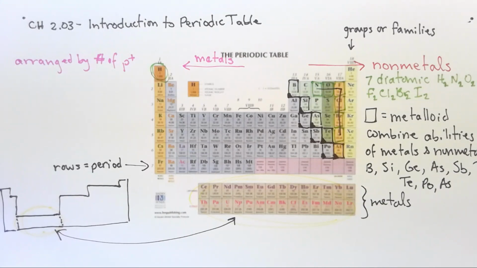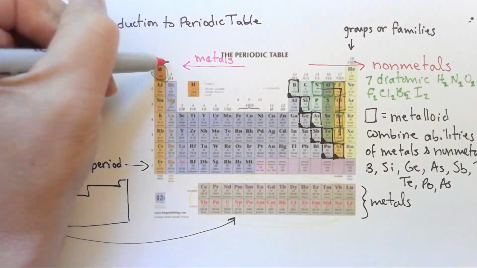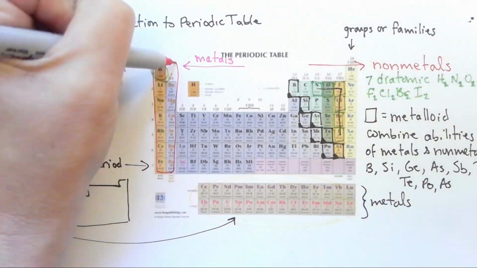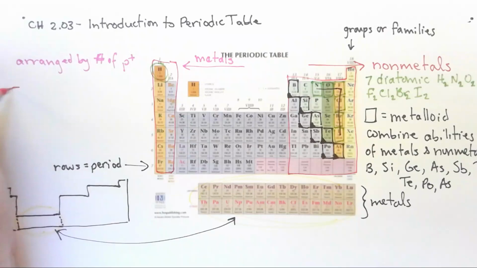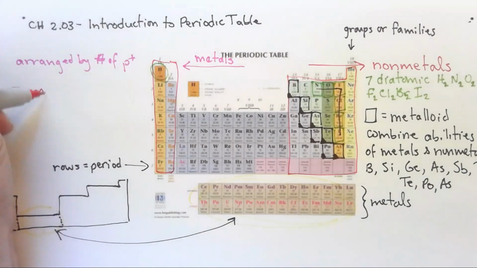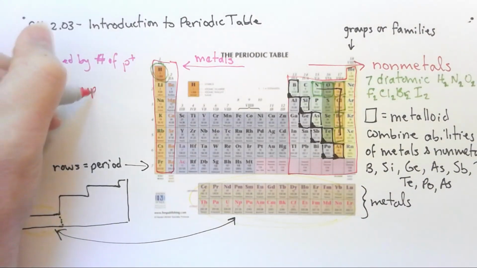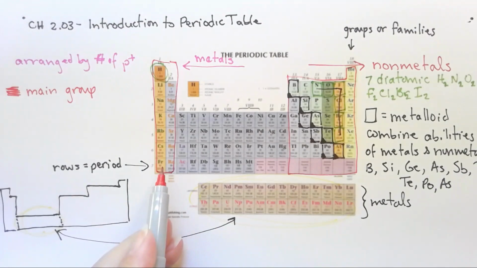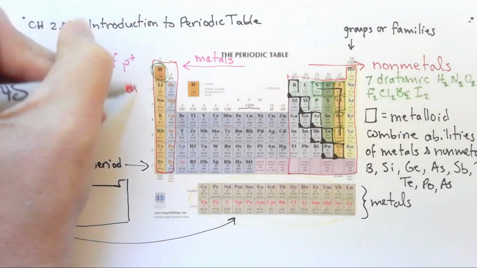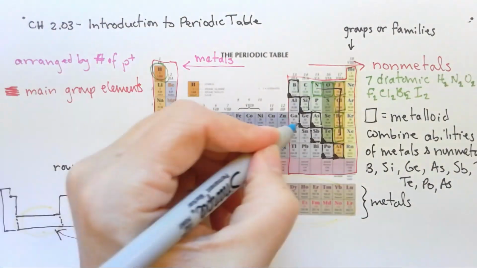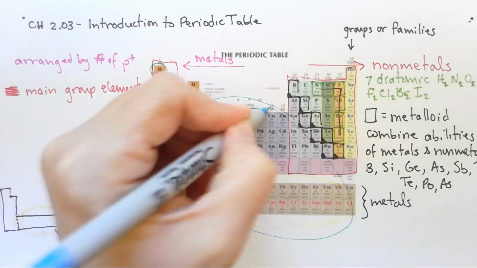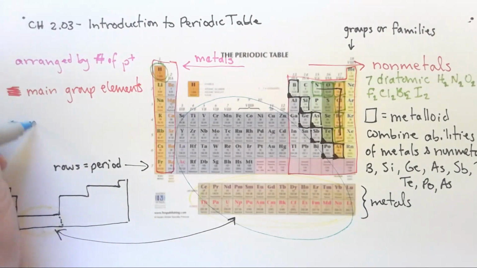All right, finally, we have another distinction that we need to make. I'm going to outline 2 of these sections in red. Oh, we already used red. Shoot. Well, you'll have to bear with me. The first 2 columns and the last 6 columns are called the main group elements. Everything else, so here in the middle, are non-main group elements.